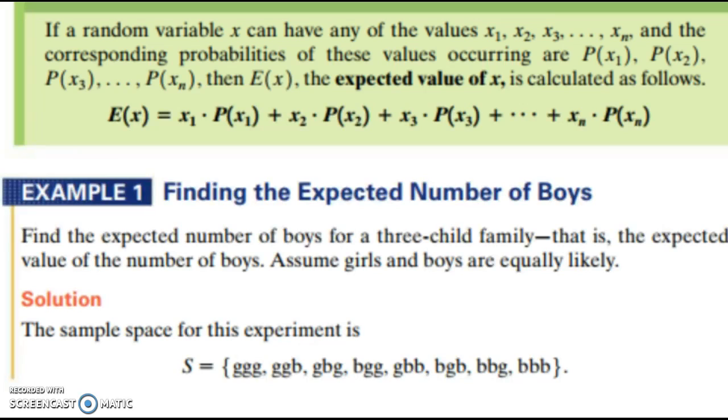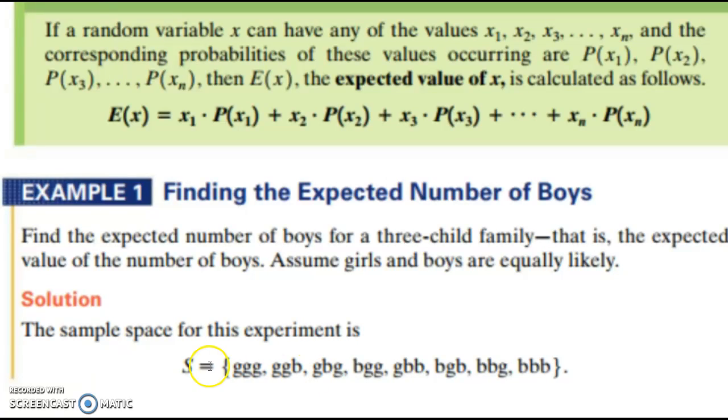To do the next problem, it would be helpful to look on page 623 of the book. It's in section 11.5, and it talks about expected values or expected numbers. So in this example, it says find the expected number of boys for a 3-child family. That is the expected value of the number of boys. Assume girls and boys are equally likely. So you want to know how many boys you would expect in a family with 3 children.